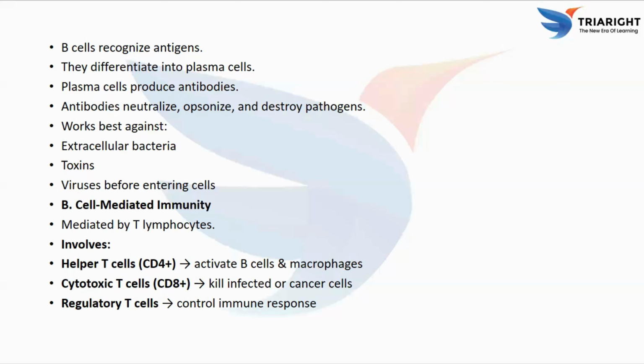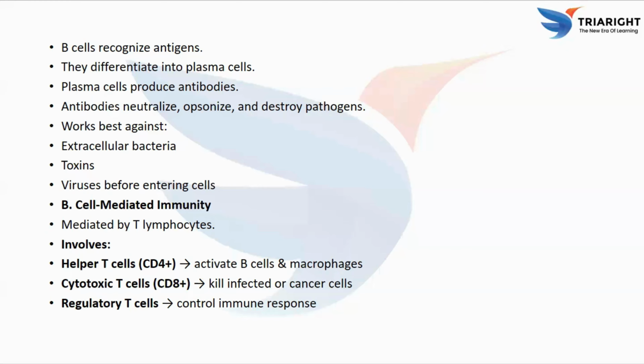So what are the types of T cells and what do they do? Helper T cells, CD4+. They are the commanders of the immune system. Their role is to activate B cells to produce the antibodies. They activate the macrophages to enhance the phagocytosis, and also they release the cytokines which coordinate other immune cells. For example, CD4+ cells help the macrophages to kill tuberculosis bacteria inside them.